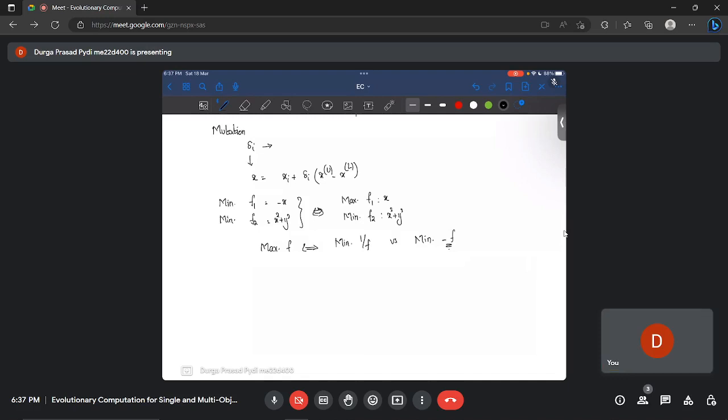Okay. You just convert the maximization to minimization by putting a minus over it. Put the same minus before the function value. Whenever you are calculating the function value, put a minus before it. That's it.